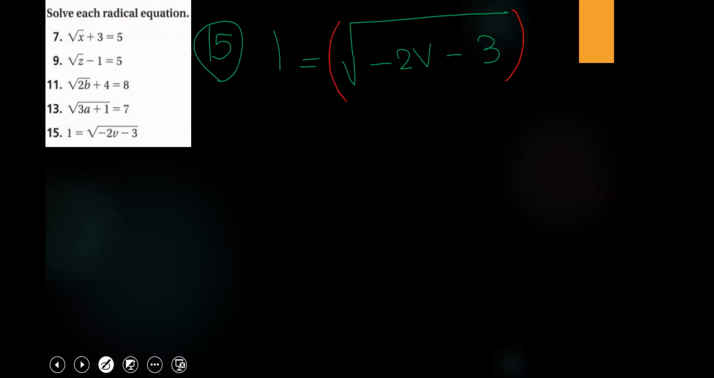In number 15 here, 1 equals square root of negative 2v minus 3. Look at this one here. We have a square root, a radical, on one side and a number on the other side. So it's ready, no need to isolate it, it's already isolated. So what is the second step? Square the radical and the number. Exactly. Square both terms.